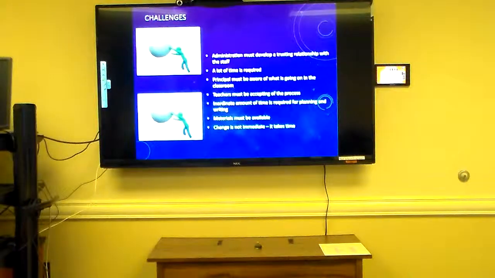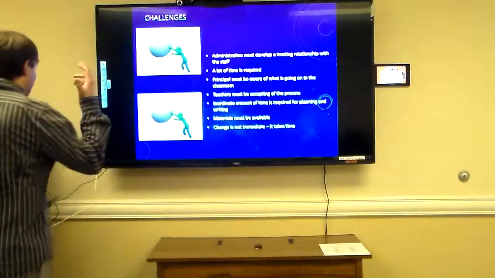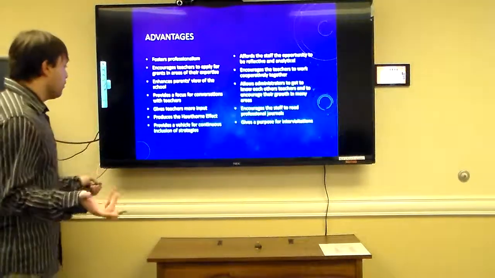It takes a lot of time. Teachers have to be accepting of that as a process. If they're going to change based on their portfolio, that takes time as well. And you have to give the people the materials they need to do it the way that it's supposed to be done. Portfolio learning, I look at this list, but all of these are important.